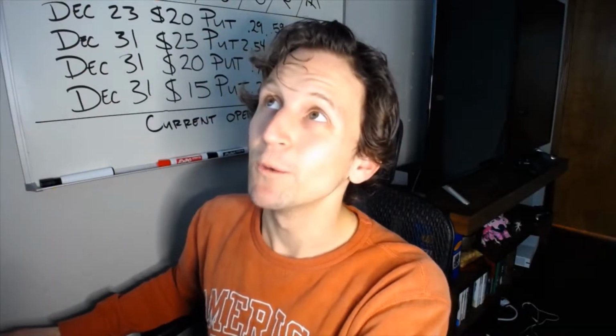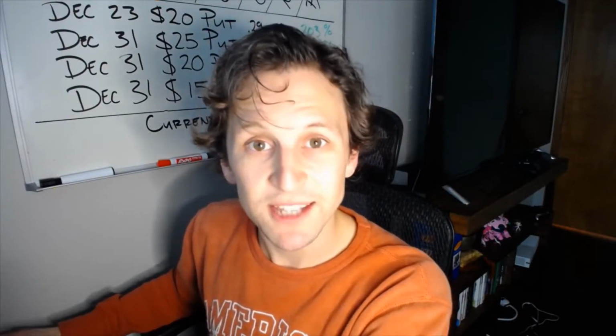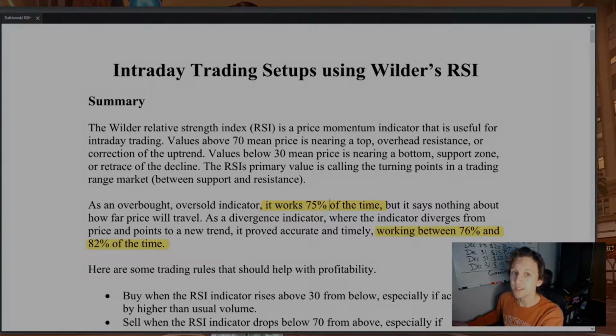To begin, I want to go over a paper that Thomas Bulkowski published and that is available on his website, thepatternSite.com. In this paper, he talks about the RSI and how he uses it to trade. He begins by saying that the Wilder Relative Strength Index, RSI, is a price momentum indicator that is useful for intraday trading. Values above 70 mean prices nearing a top, overhead resistance, or correction of the uptrend. Values below 30 mean prices nearing a bottom, support zone, or retrace of the decline. The RSI's primary value is calling the turning points in a trading range market between support and resistance.